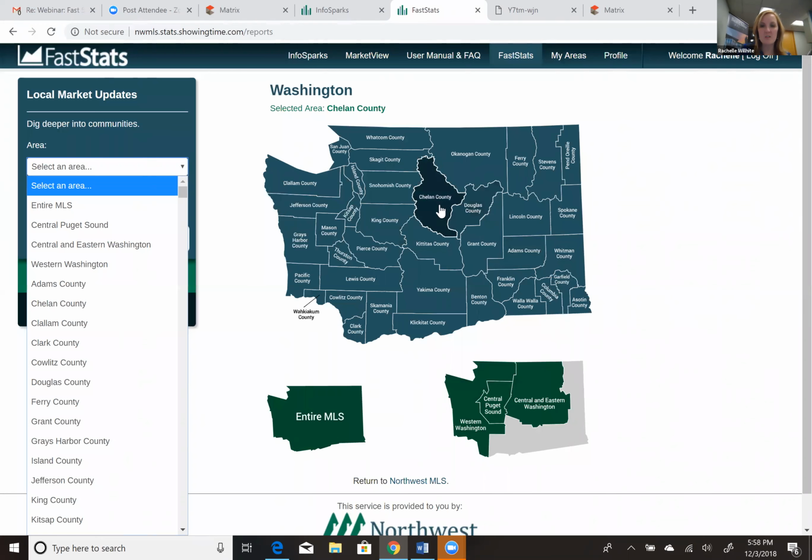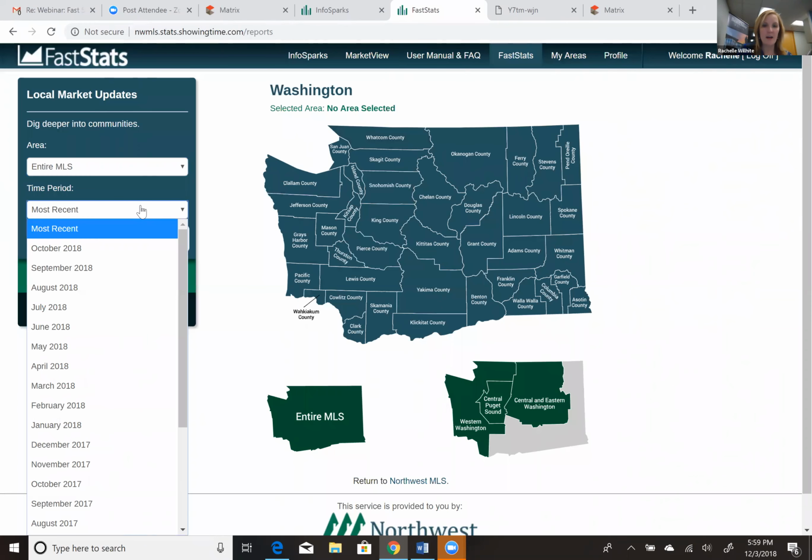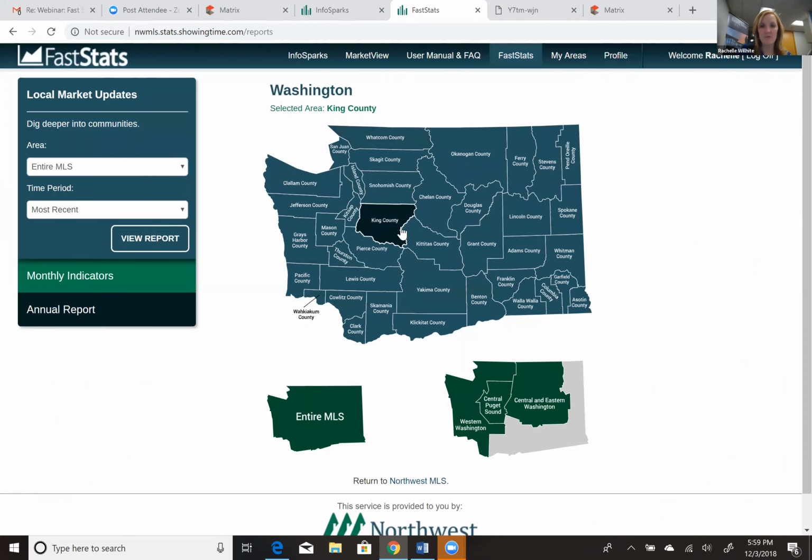Starting to encroach into Chelan and Kittitas County. We've had conversations with Spokane and Clark County and Cowlitz County, but those areas also have another MLS that most brokers belong to. So for the most part, we're going to be in the Puget Sound area. So we can select the entire MLS, and we can look at specifically King County if we'd like.